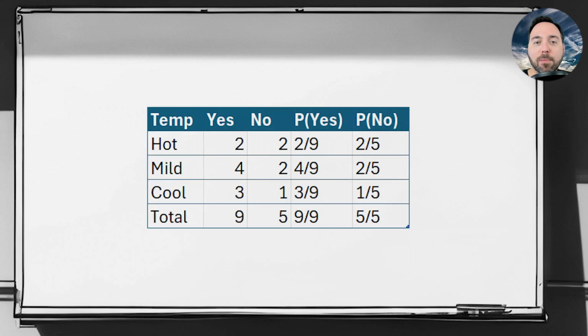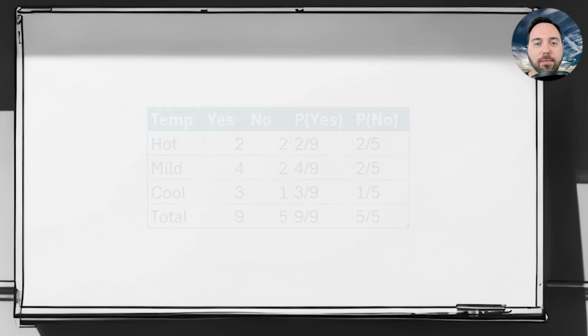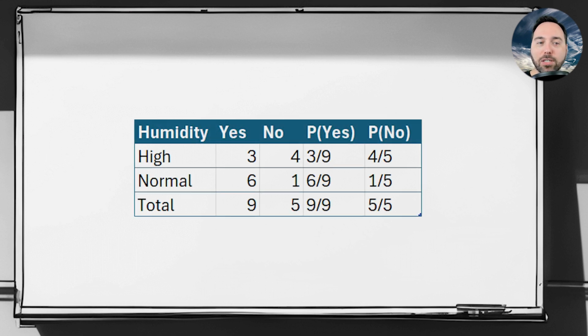We break things out by the 3 temperatures and keep track of those results independent of outlook or any other variable. This gives us a new probability distribution given that we went golfing, and one given that we did not go golfing. The humidity table only has 2 entries, high and normal. For normal humidity, we went golfing 6 out of 7 times. For high humidity, we went golfing 3 out of 7 times.